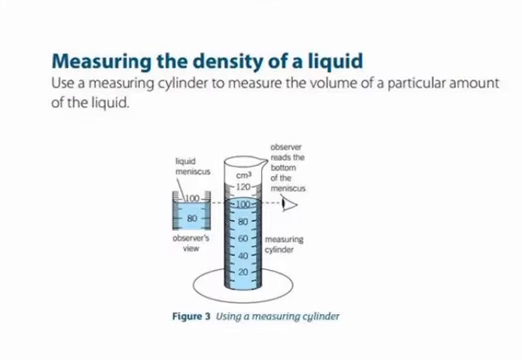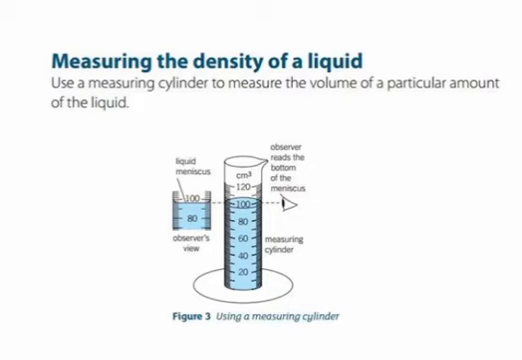Now measuring the density of a liquid. To measure the density of a liquid, you can use a measuring cylinder to measure the volume of a particular amount of the liquid. You can measure the mass of an empty beaker using a balance. Remove the beaker from the balance and pour the liquid from the measuring cylinder into the beaker. Use the balance again to measure the total mass of the beaker and the liquid.